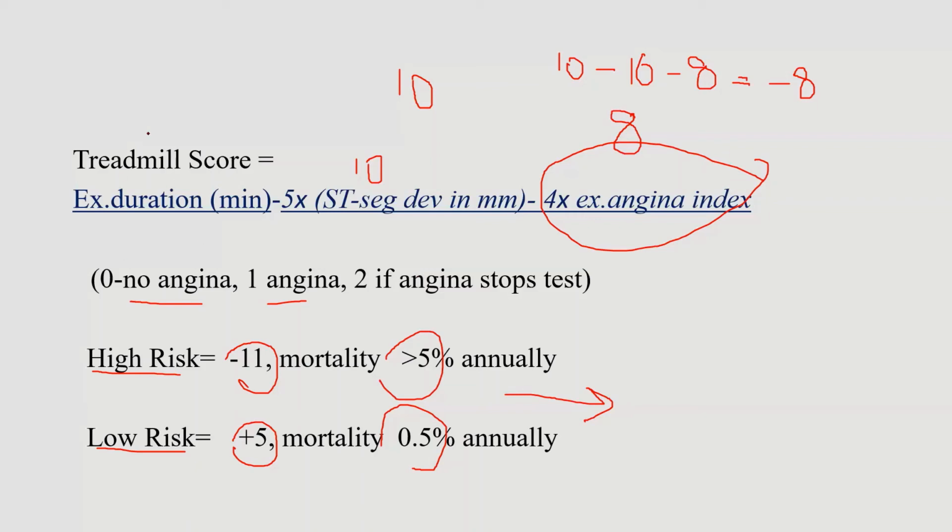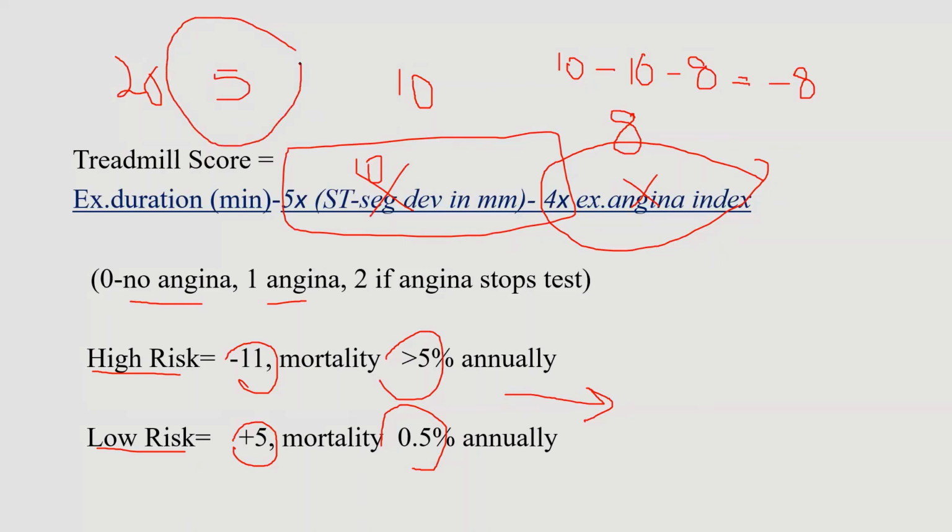If a patient here exercises for 20 minutes and gets whatever he gets in here, no problem. It's not like a patient who exercises for 5 minutes and gets nothing here and nothing here. So exercise duration is paramount. The most prognostic parameter in exercise ECG is the physical capacity, the functional capacity, how much the patient can exercise. Then the ST segment depression, then the angina score, then the rest of the parameters.